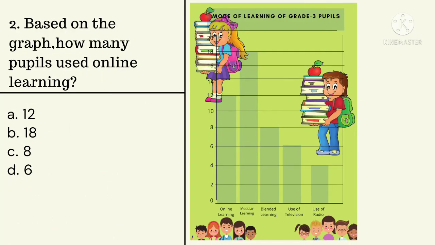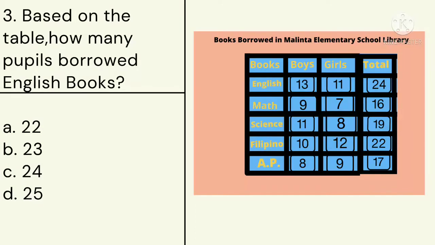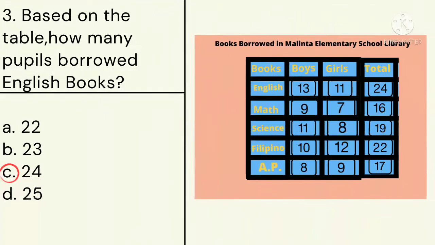Number 2. Based on the graph, how many grade 3 pupils use online learning? A. 12. B. 18. C. 8. D. 6. The answer is letter A. Number 3. Based on the table, how many pupils borrowed English books? A. 22. B. 23. C. 24. D. 25. The correct answer is C.